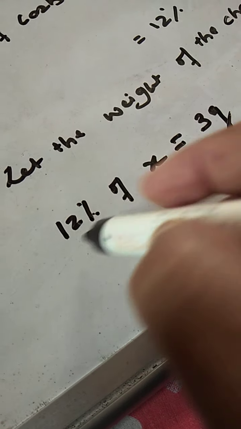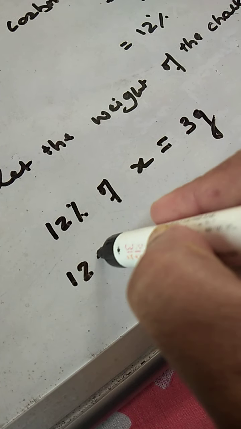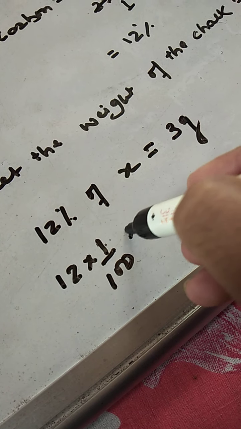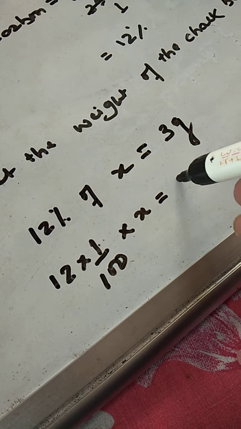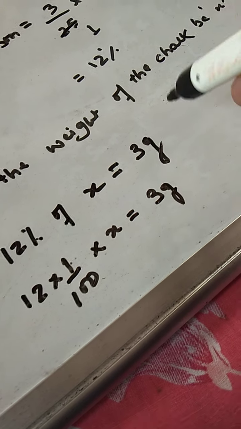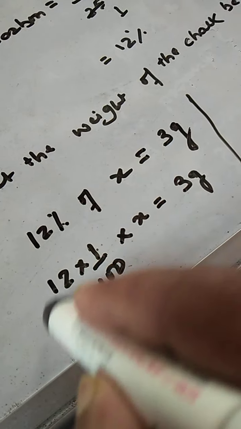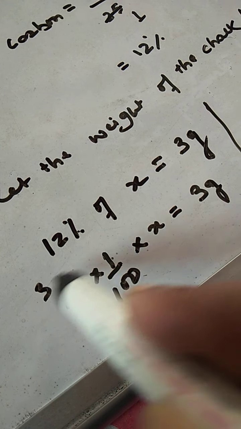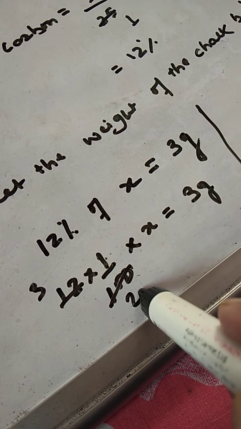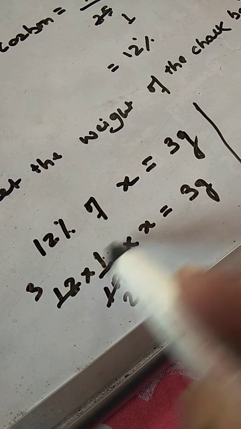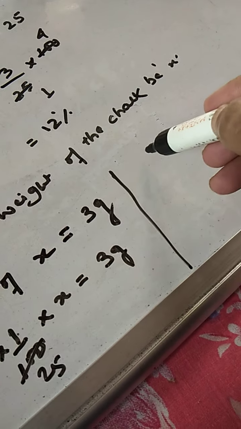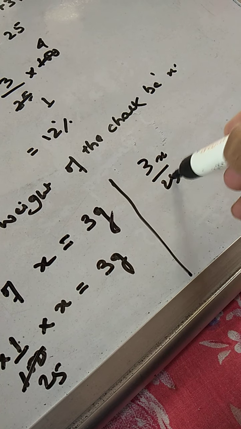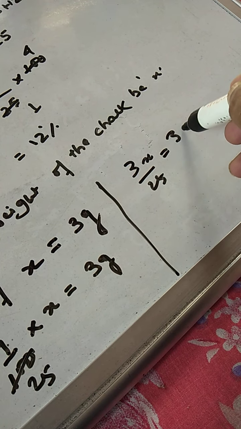Now we have to remove this percentage sign. So 12 into 1 by 100, I hope you remember, of means into, x is equal to 3 gram. If you want to reduce, then you can. 4 3s are 12, 4 25s are 100. So the answer would be 3x by 25 is equal to 3 gram.